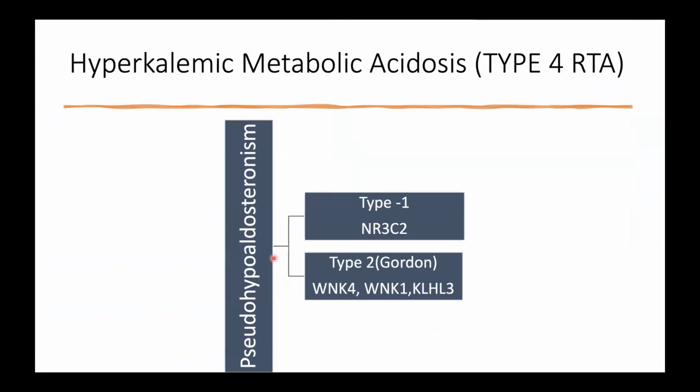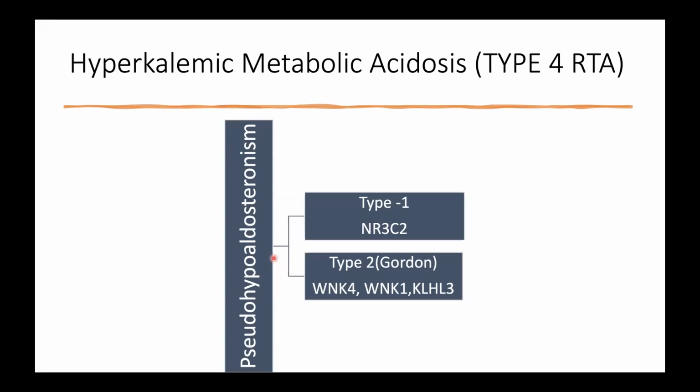Now, let's talk about hyperkalemic metabolic acidosis. We have talked about hypokalemic metabolic acidosis and hypokalemic metabolic alkalosis. Now, what if the patient presents with type 4 RTA? It is divided into two, that is pseudohypoaldosteronism type 1. Type 1 is further subclassified, in one form which is autosomal recessive, the ENaC channel loses its function, so sodium is not reabsorbed, and sodium loss causes hypotension.